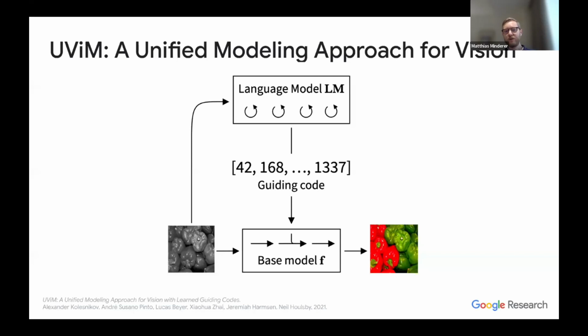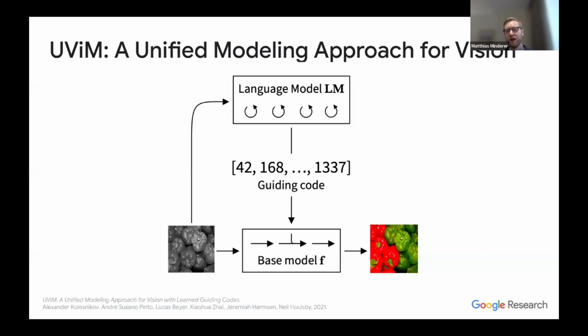And of course, we couldn't do that naively because this language model, which is autoregressive, can't really output very, very high dimensional outputs because that's very slow because it's autoregressive. So this guiding code, which is like a short bottleneck in between, is really the key.